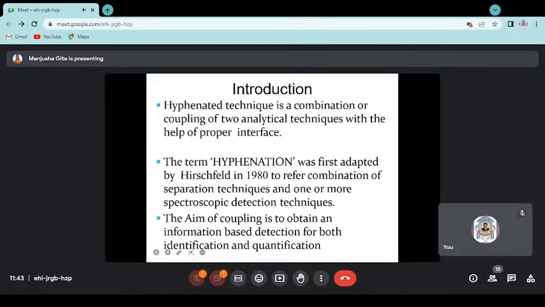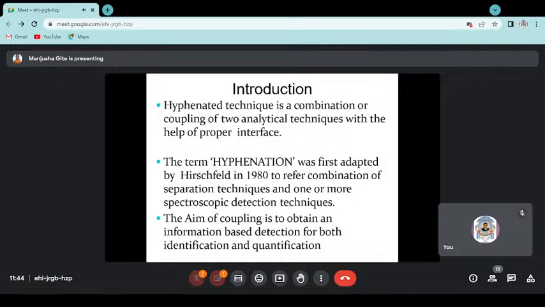So hyphenated techniques. Hyphenated techniques are those analytical techniques in which a chromatographic technique and a spectroscopic technique are coupled for analysis of various biological, chemical, and toxicological samples. A hyphenated technique is a combination or coupling of two analytical techniques with the help of a proper interface.